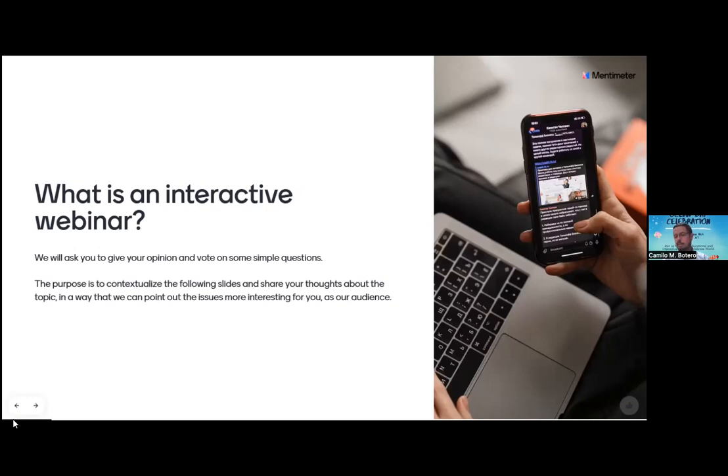The purpose of this interactive activity is first to contextualize the following slides, so that you can understand the slides better, and also share your thoughts about the topic we are speaking about. For starting, it's very important that you have your computer, if you are on your computer, it would be great. And you can also use your phone. Your phone and your computer at the same time will be the best way to do it. How can we do it?